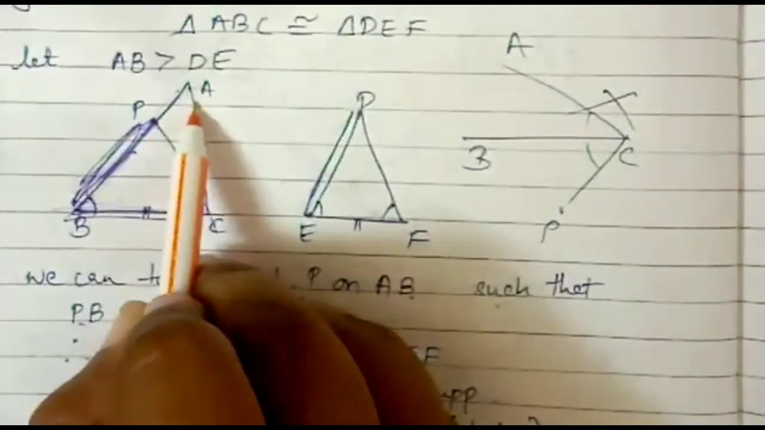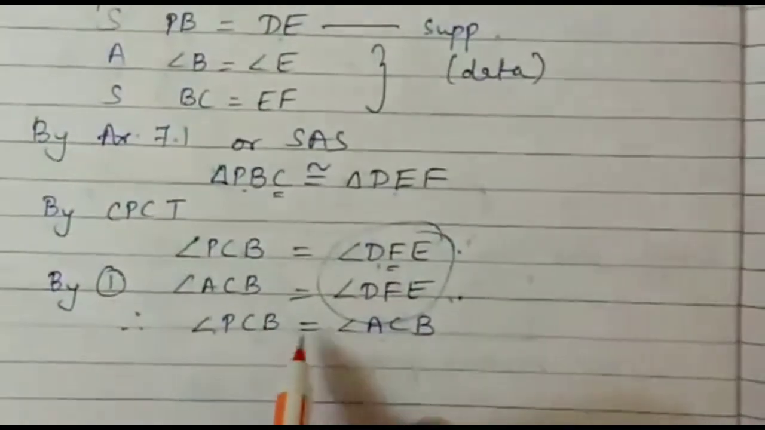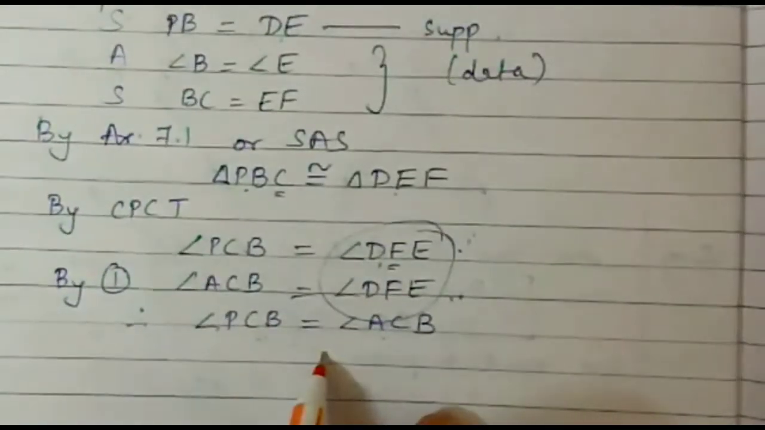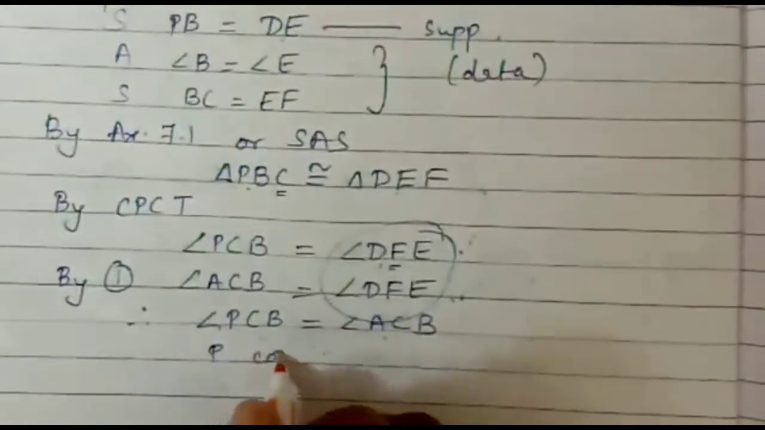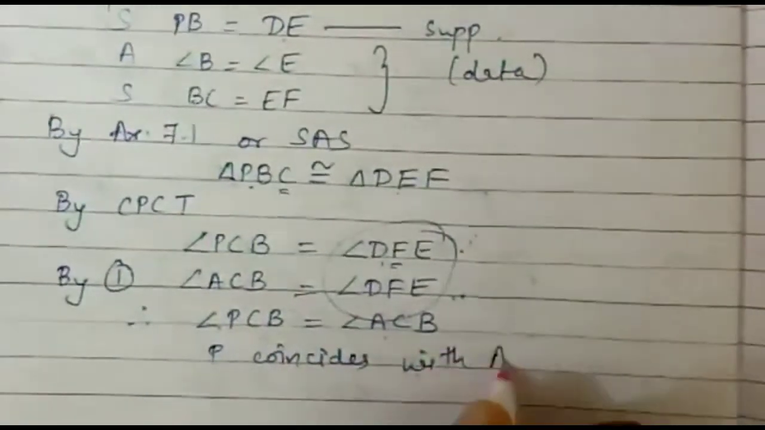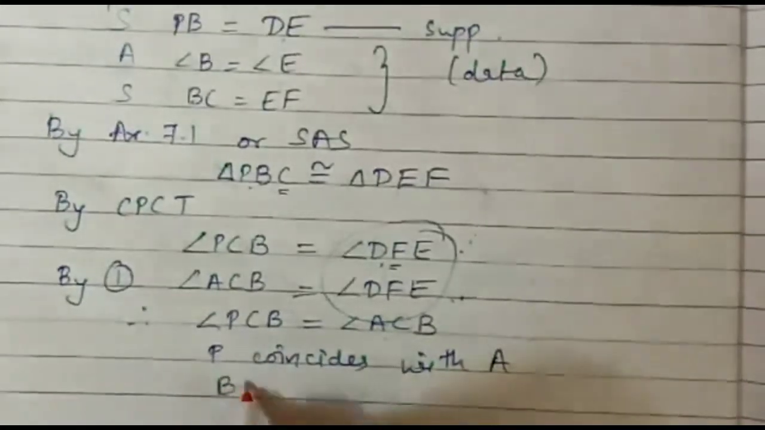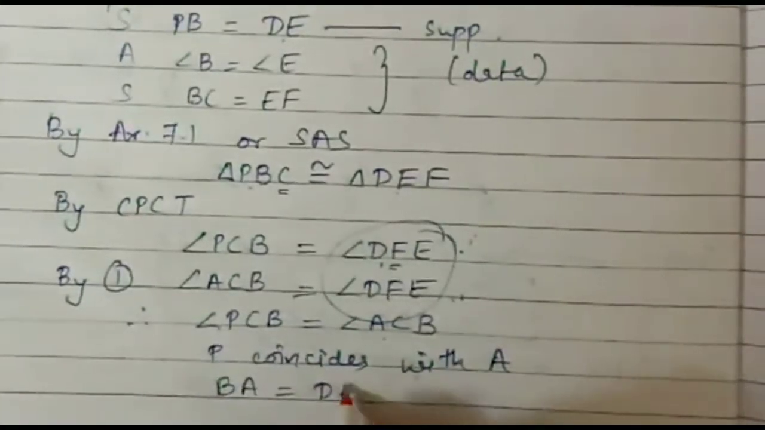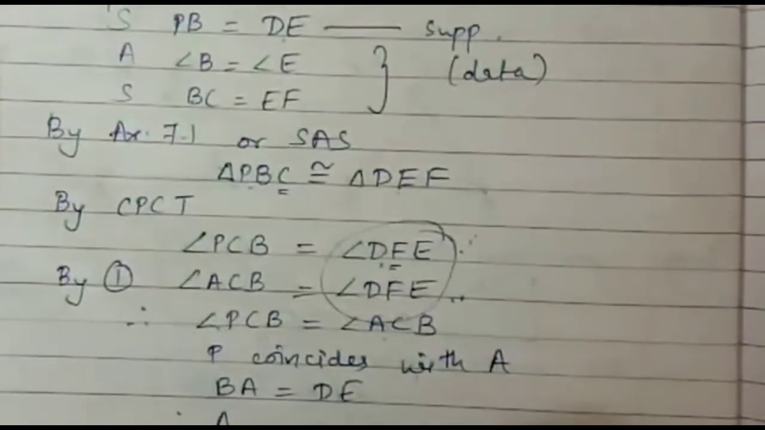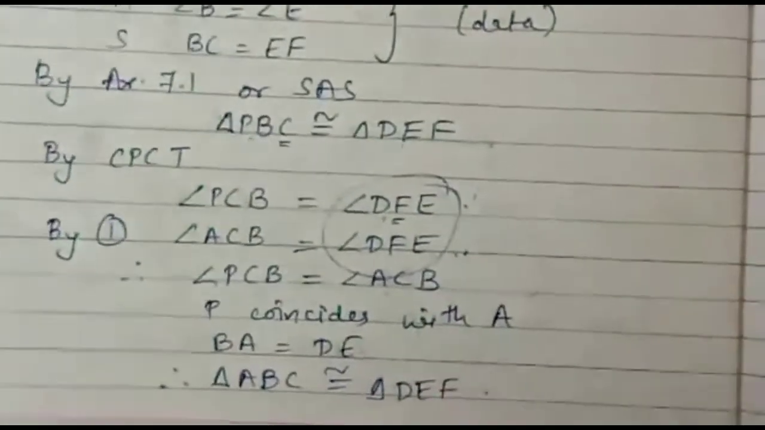As we have P and A on the same side, the statement PCB equal to ACB is only possible if P coincides with A. And if P coincides with A, that means BA will be equal to DE, and thus it is proved. In place of triangle PBC, I can replace it by A, and so triangle ABC is congruent to triangle DEF.